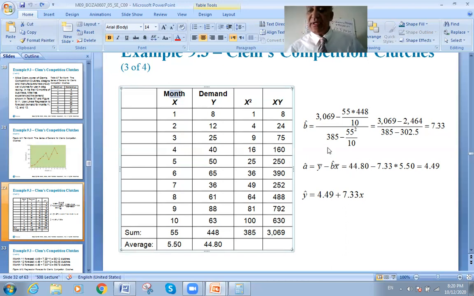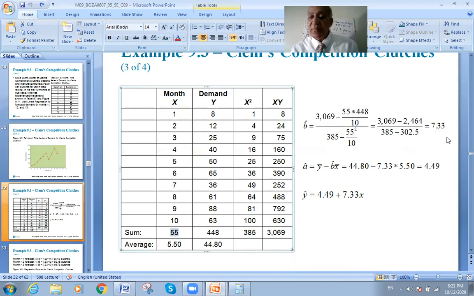How about the denominator? The denominator is summation x square. Summation x square is 385. You might ask, x by x? No. Summation x is one thing and summation x square is another. So summation x square is 385 minus summation x, the whole square. The whole square means summation x, which is 55, power 2, divided by n, which is the series number. When you substitute and finish, you will get B hat. B hat will equal 7.33.